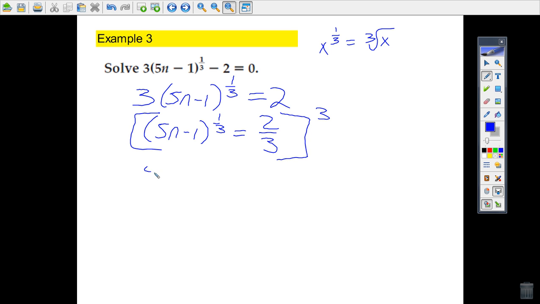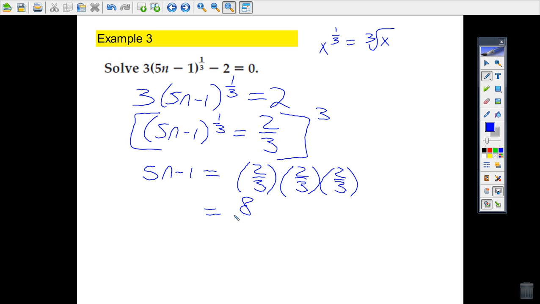That leaves us with 5n minus 1. And on the right side, what is 2/3 all cubed? Remember, 2/3 cubed means 2/3 times 2/3 times 2/3. 8/9. And that's 5n minus 1. 9. 3, 9, 27.